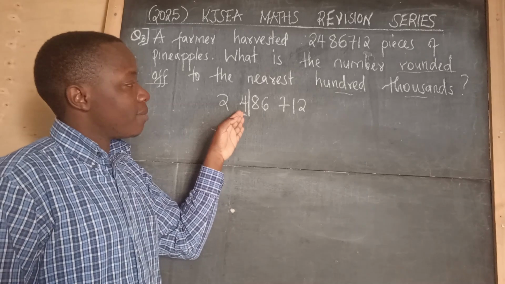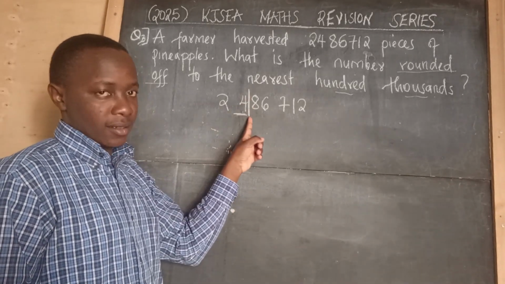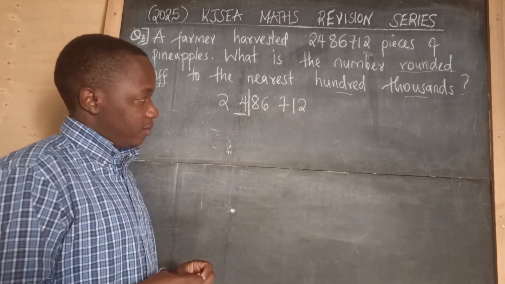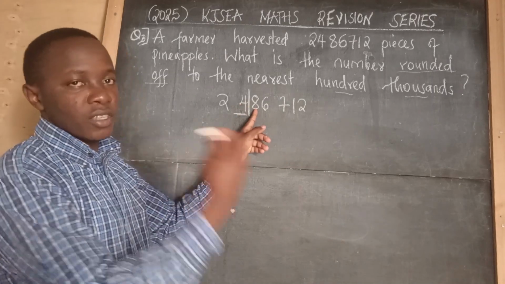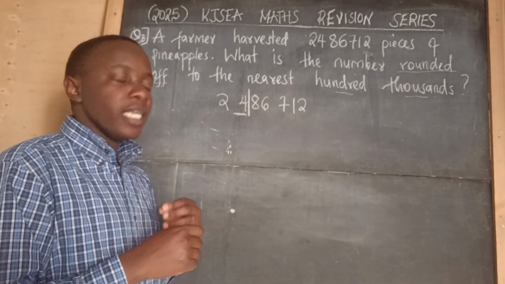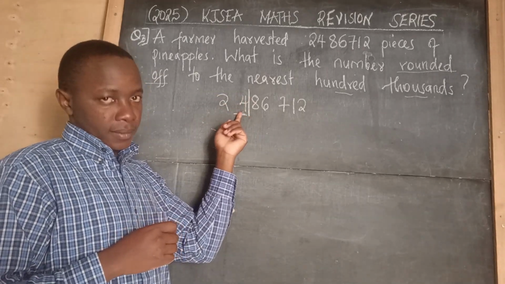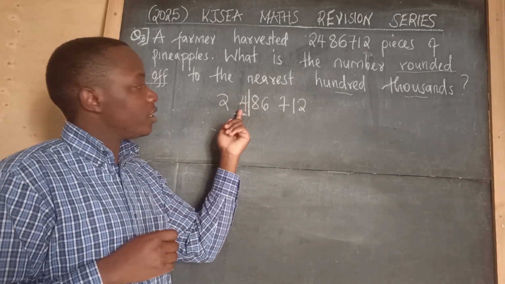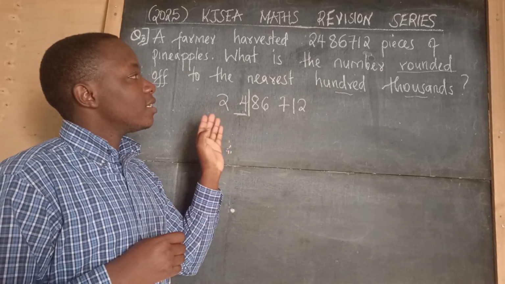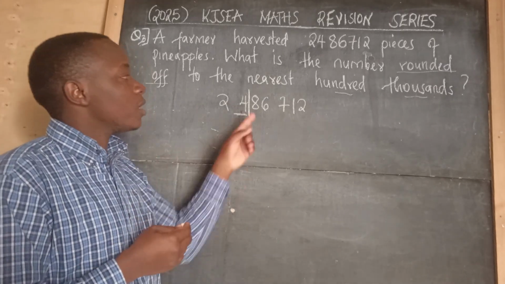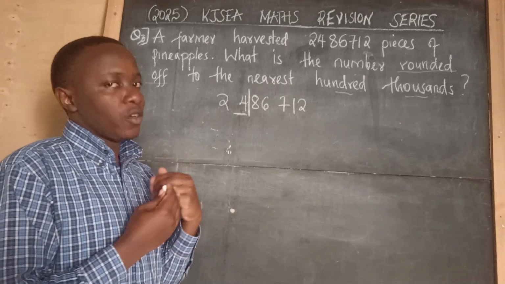For us to round off this number, we need to consider this number also. That's why I put a barrier here. And ask ourselves, the number that is close to 4, this number on the right, is it 5 or more? If it is 5 or more, we can add here for this to be 5. But if it is less than 5, we cannot add anything here. By now you know that. You know the concept of rounding off.